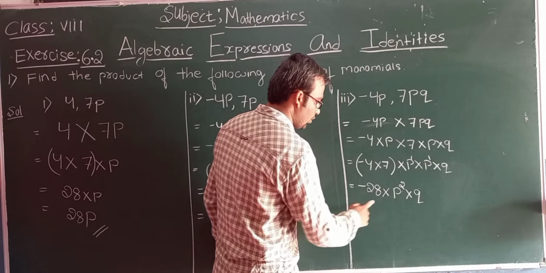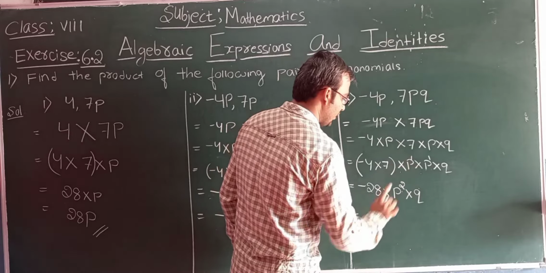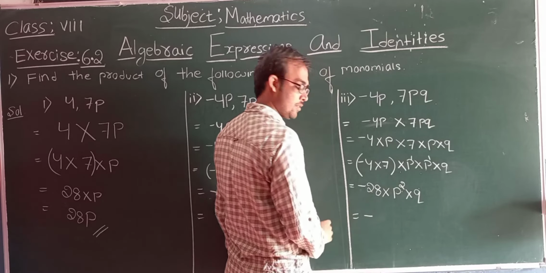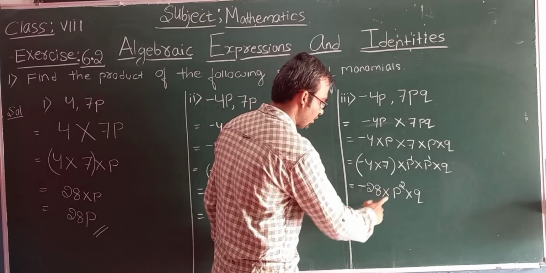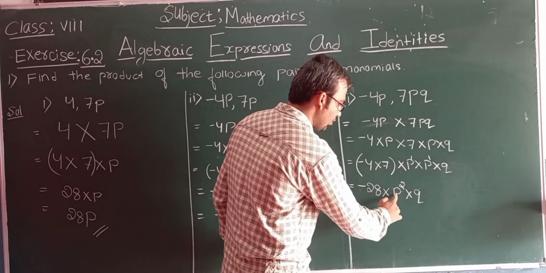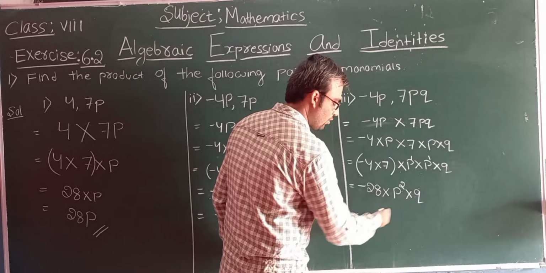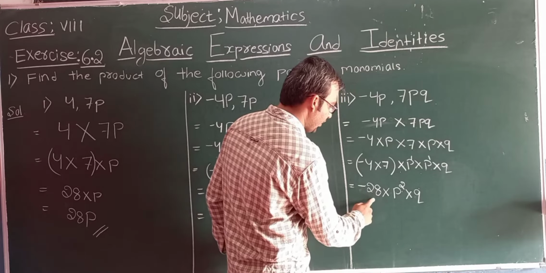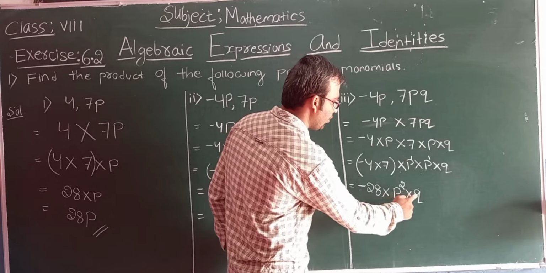Now students, everywhere here plus is there and here plus is there. So minus into plus is what? Minus. And again minus into plus is what? Here plus is there, so only minus will come. So here what is there? Minus 28 into P square into Q.